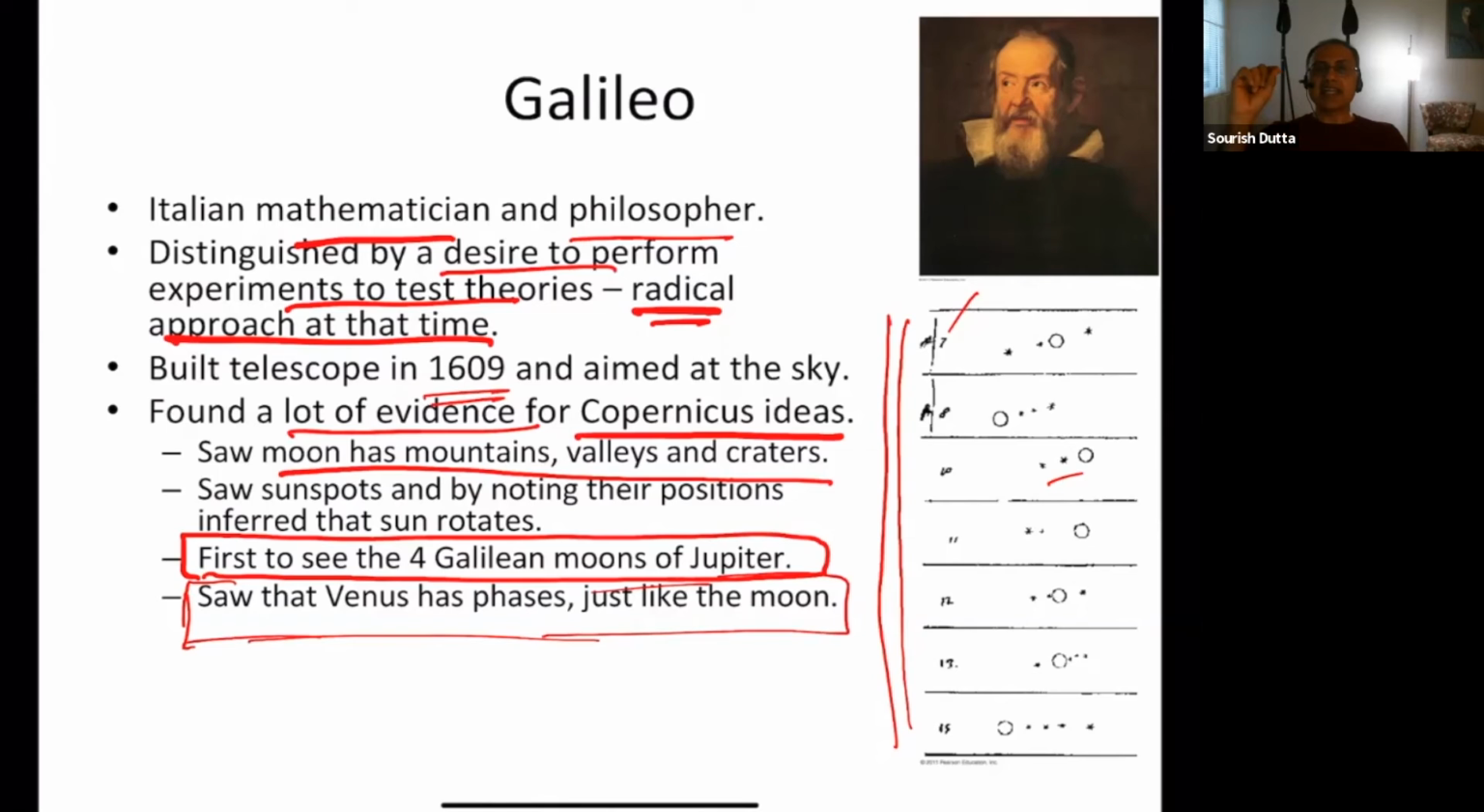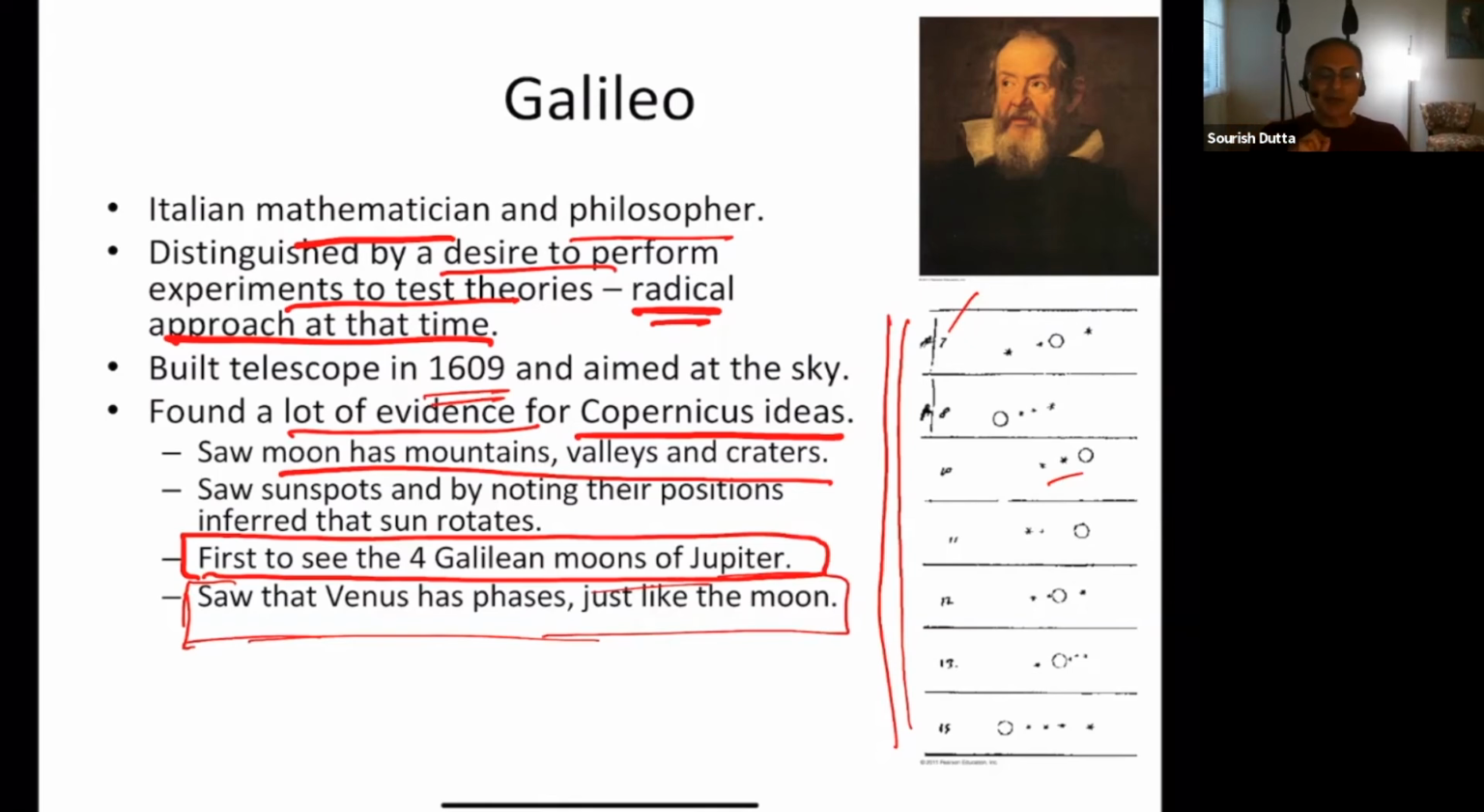So to the naked eye, Venus looks like just a dot in the sky. But if you look at Venus with a pair of binoculars or a telescope, then you will be able to see that sometimes it's in its full phase, or sometimes it's in its crescent phase, and so on. So Venus has phases just like the moon does.